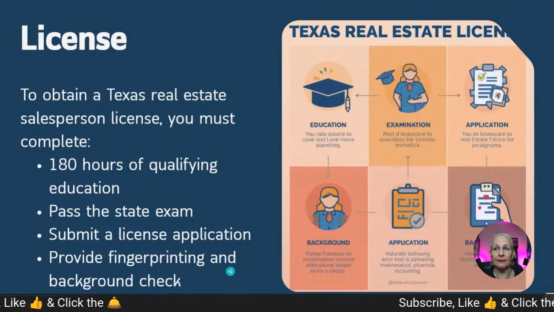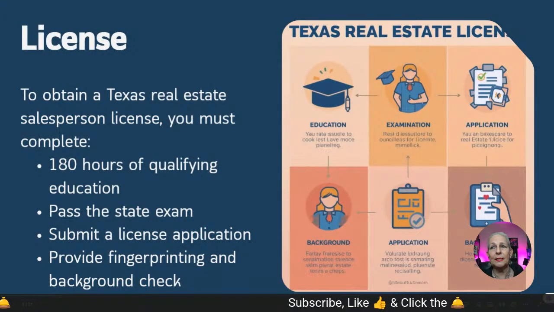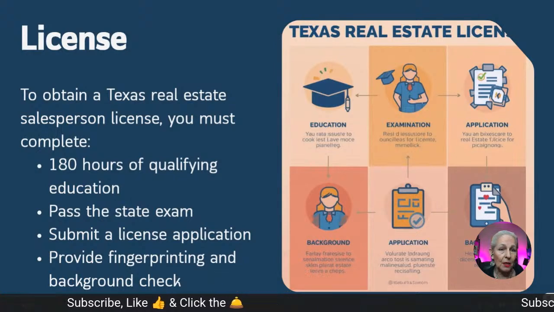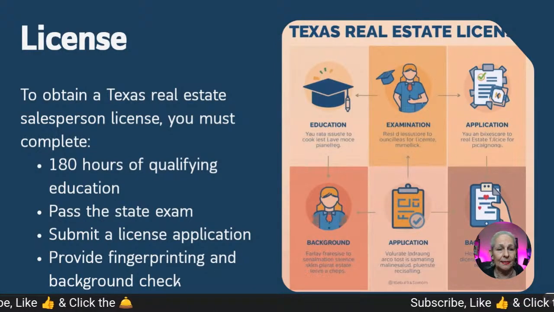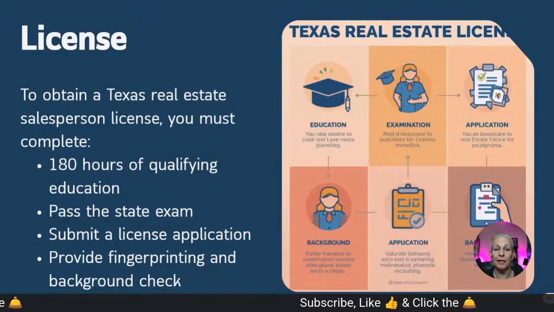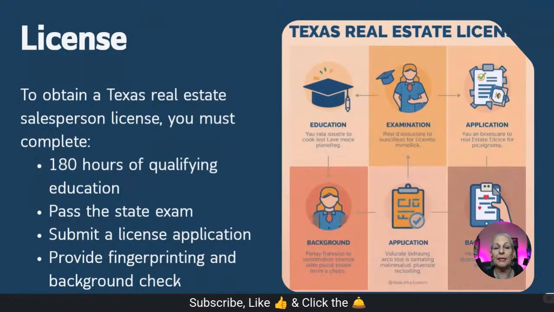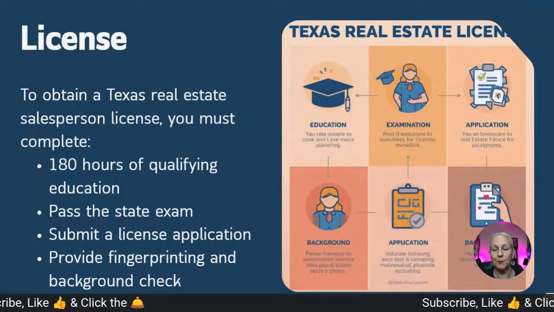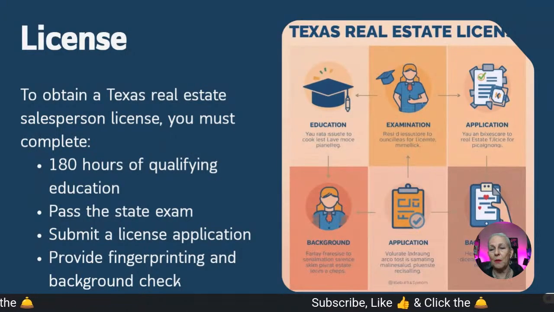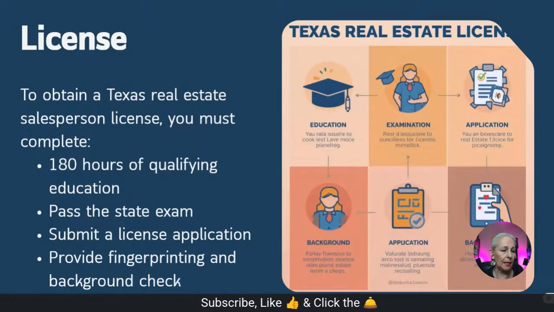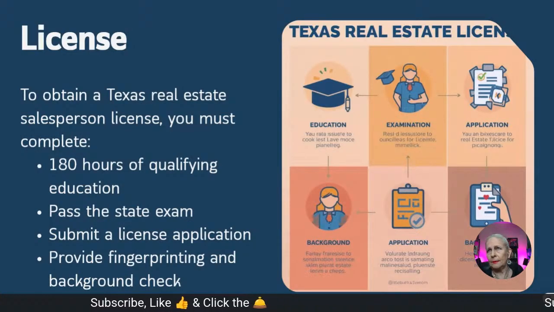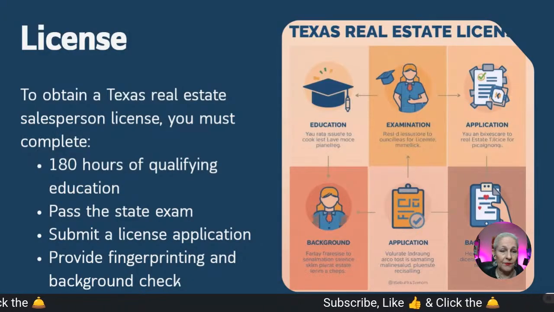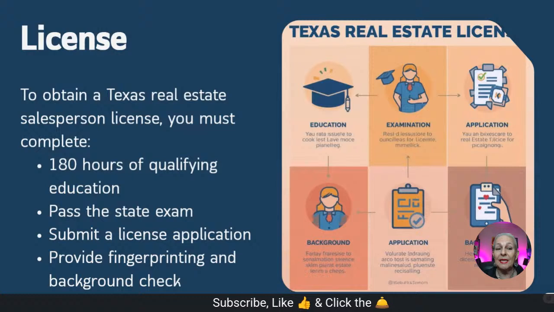To obtain a Texas real estate salesperson license, you must complete what? These are the requirements: 180 hours of qualifying education. It's actually 6 courses, including 2 courses of principles. You're going to deal with promulgated contracts, financing, real estate law, and mathematics. You must then pass the exam.